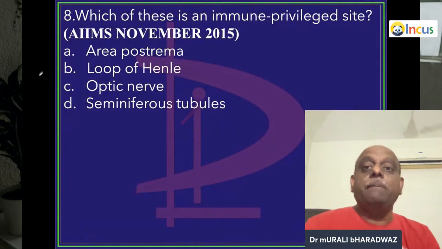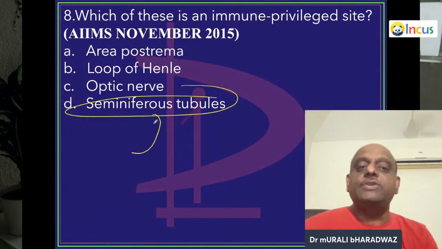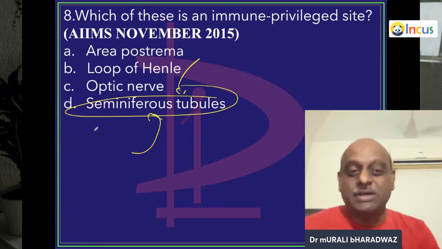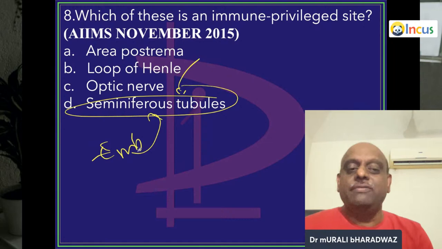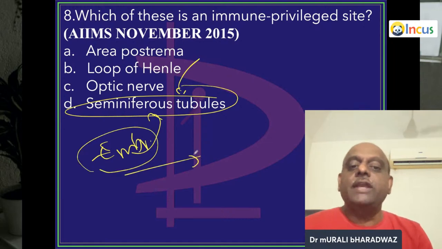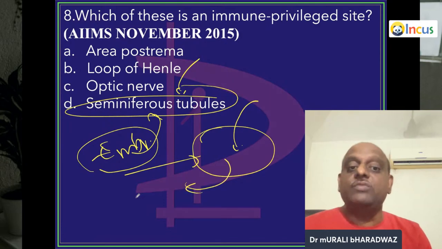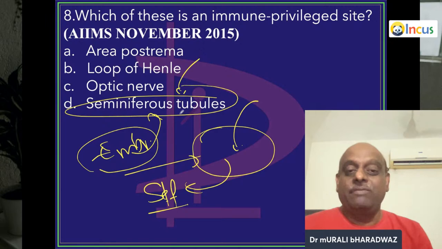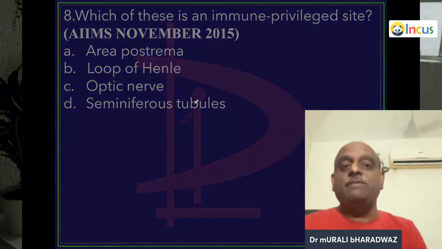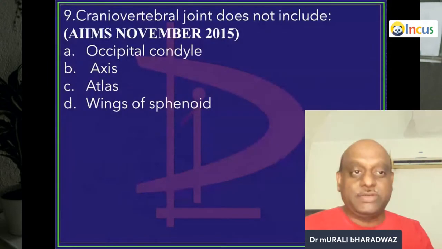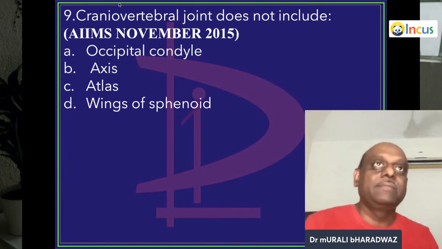So what is the immune privileged site? Seminiferous tubules are immune privileged. That means whenever we are in our embryonic life, all our tissues are exposed to our immune system so that it will recognize what is self and non-self. Seminiferous tubules, because of the blood testis barrier, are called immune privileged site, is what you need to remember, doctor.